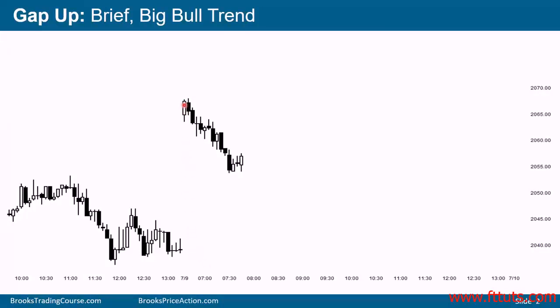We have a gap up, which is a type of bull trend, even though it's only a gap and very brief. If you looked at the cash index, you would see a big bull trend bar from here up to here, and therefore, it's a strong bull trend, a strong breakout.